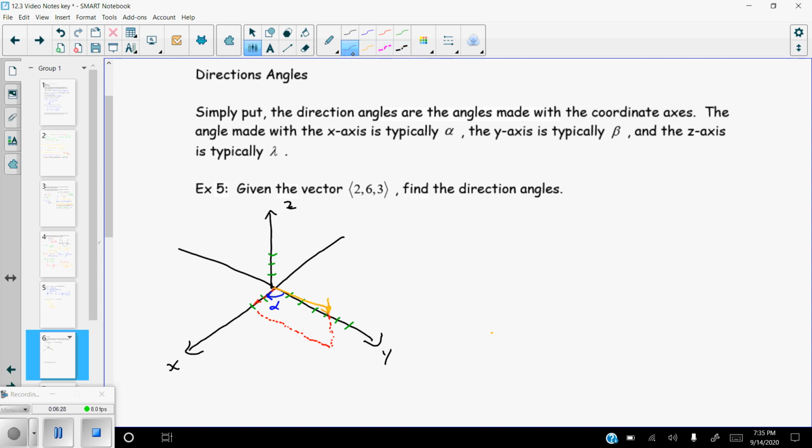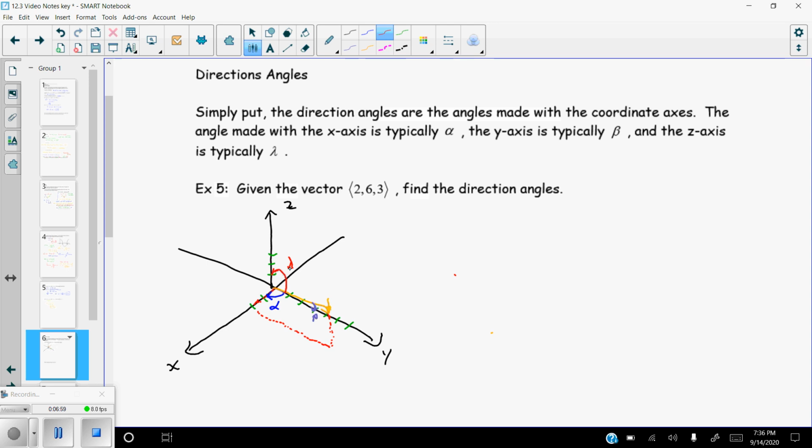with the y-axis, which is actually going to be really hard to do here. I'll kind of try and draw it here from here to here. So from the orange down to the y-axis, that one right there is going to be your beta. And then it's going to make an angle with the z-axis, which is going to go like this, and that one's going to be your gamma. Those are the direction angles that we're looking at.